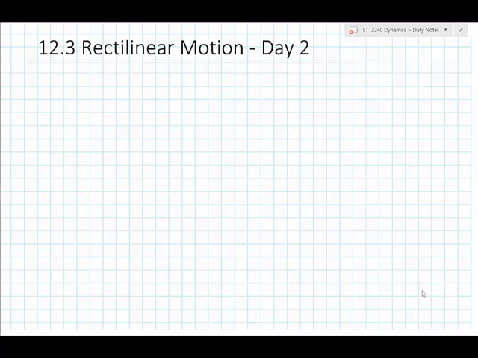Hello, everybody, and welcome to our continuing conversation on rectilinear motion. Today we're going to be looking at a special case when we have constant acceleration.